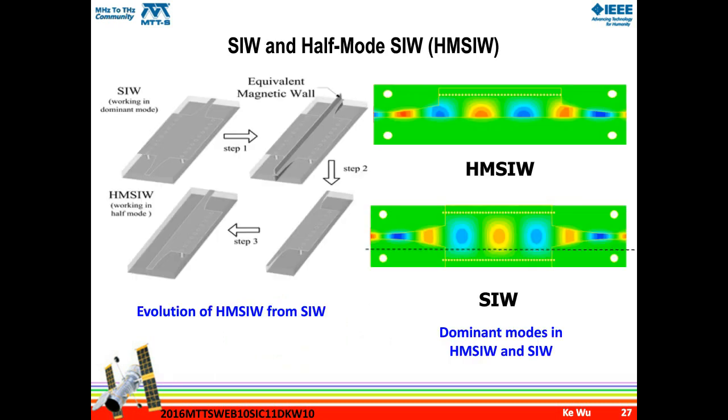And also the waveguide can be cut into half. We call this the half mode substrate integrated waveguide. In this case, the structure being half means that we can save 50% of the space. This we call the half mode SIW.